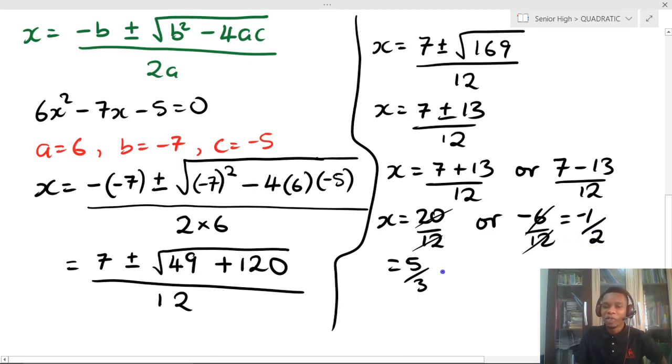So our two values are what? 5 over 3 or minus 1 over 2. So that's where we end it here. So we have 5 over 3 and minus 1 over 2. Now you see how very interesting this formula helps us. It just gives us directly, we just start fixing the values and working with it. But the main thing is we have to know the formula.